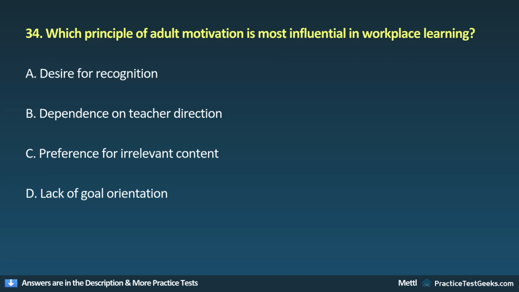34. Which principle of adult motivation is most influential in workplace learning? A. Desire for recognition. B. Dependence on teacher direction. C. Preference for irrelevant content. D. Lack of goal orientation.